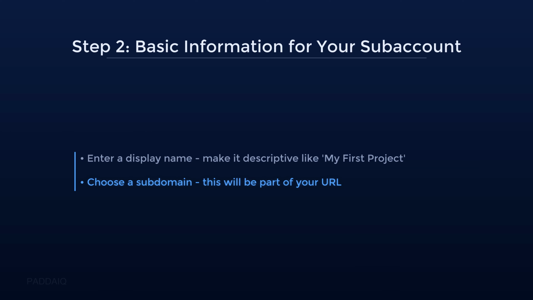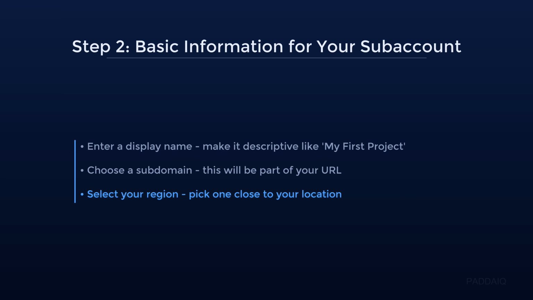Choose a subdomain. This will be part of your URL. This means you pick a unique name that identifies your subaccount in the web address. For example, if you choose training, your URL could be training.authentication.us10.hana.ondemand.com. This ensures each subaccount has a distinct and accessible location.